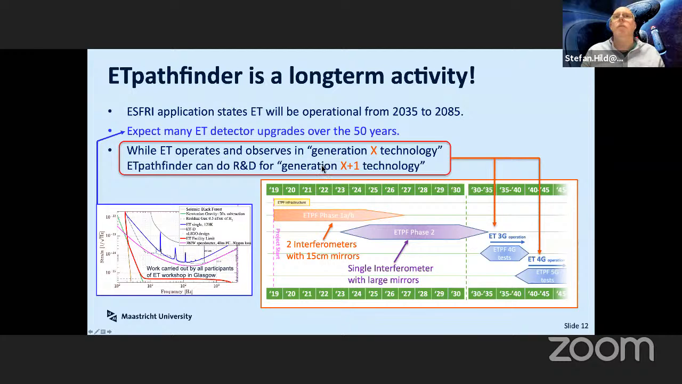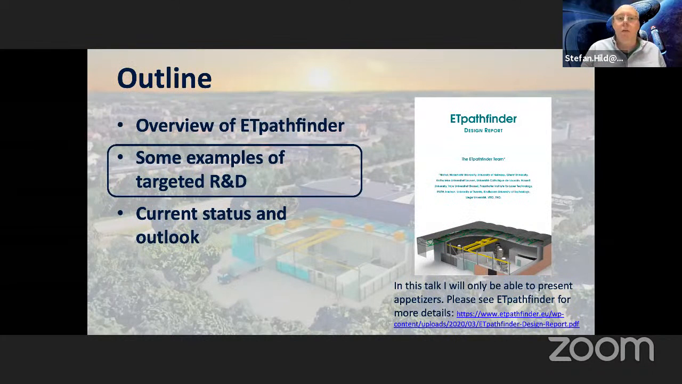But somewhere at the same time, you need to do the research and the development for generation X+1. And we hope that ET Pathfinder can play a role there. Good. So that's a big overview of ET Pathfinder. What are some of the examples of the R&D we want to do? What is the program all about?